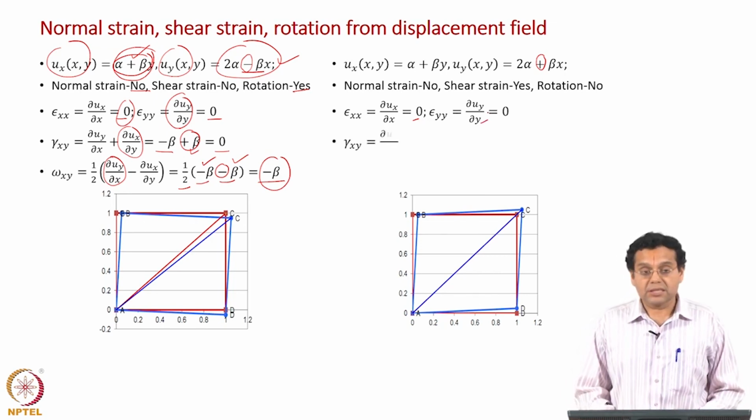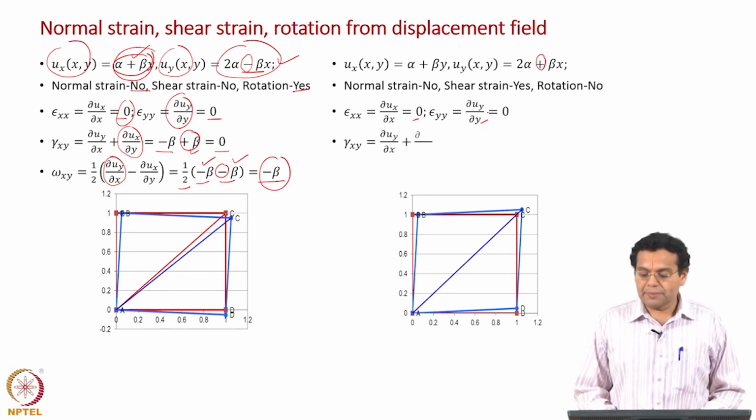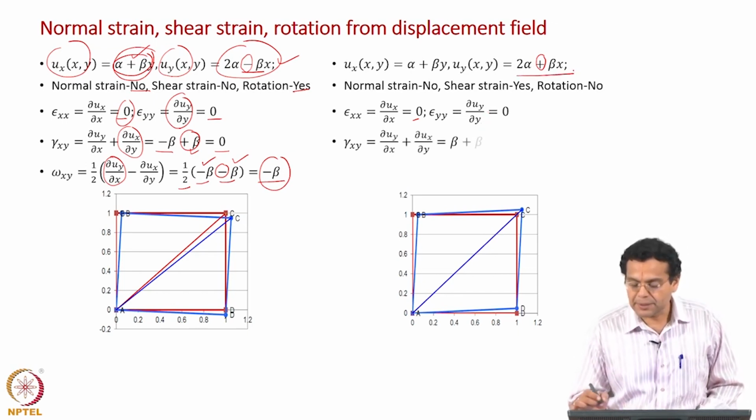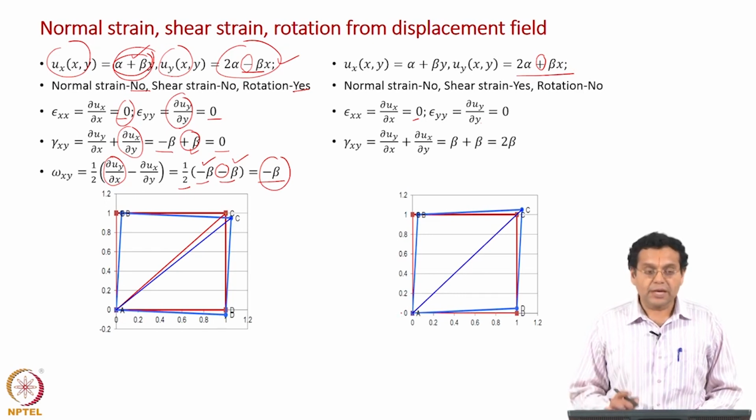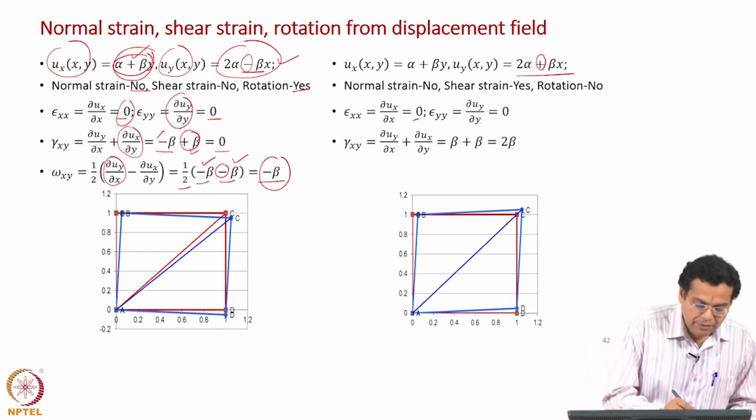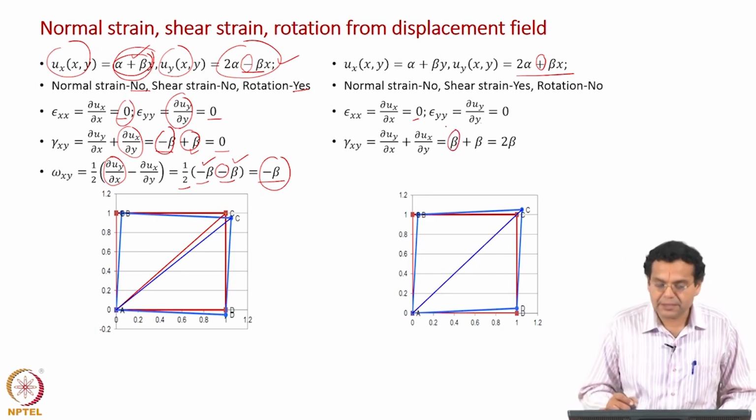What about shear strain now? Dou uy by dou x. So, differentiate this expression with respect to x. Now, you get plus beta. Remember, earlier it was minus beta, now it is plus beta.